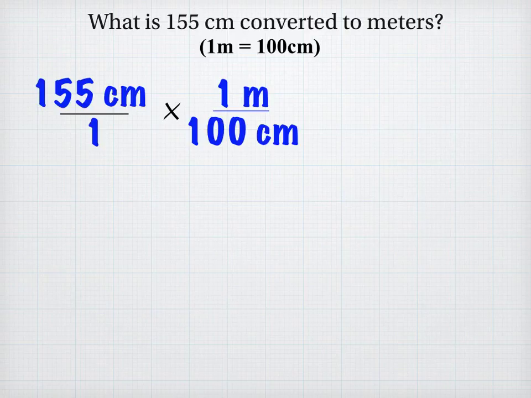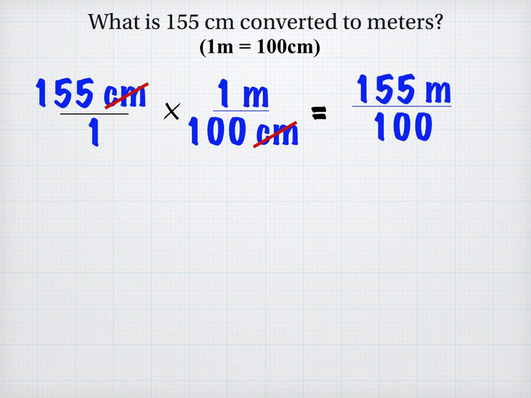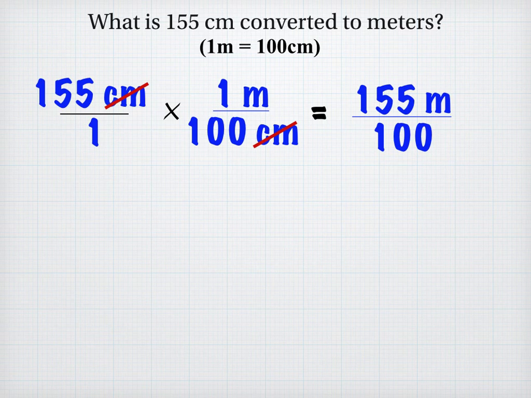Now when we multiply straight across, what's going to happen is we're going to have centimeters over centimeters, so they're going to cancel out. Then you multiply straight across and you're left with 155 meters on top over 100 because 1 times 100 is 100. Then you would do that division and get 1.55 meters. Again, notice my centimeters canceled out because one of the centimeters was in the numerator, the other was in the denominator, and centimeters divided by centimeters is just going to cancel each other out, leaving us with just meters.